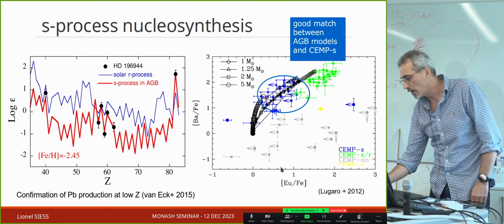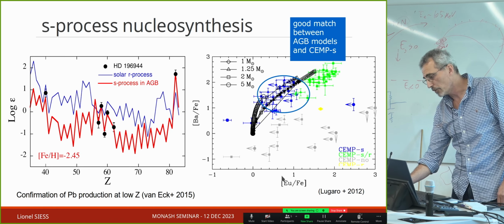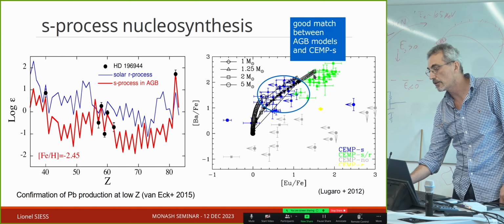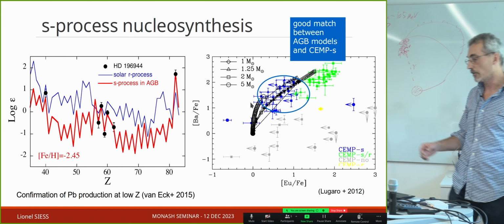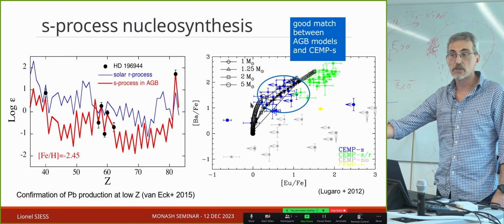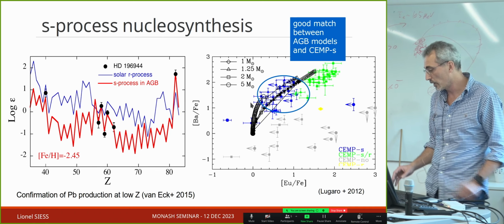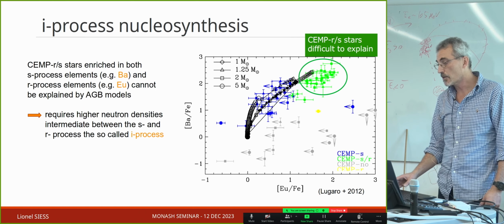So you see that stars which are enriched in barium, but moderately in europium, can be reproduced by the models. All the symbols you can see are evolutionary tracks, like the ones computed here at Monash, and they go through the observations. So we can reproduce these. So AGB models, we can fairly well understand and reproduce these abundances. But there is a problem.